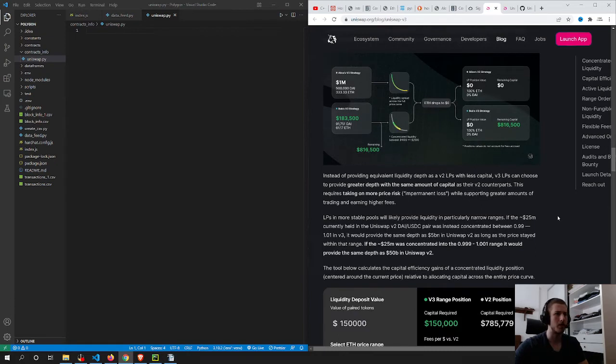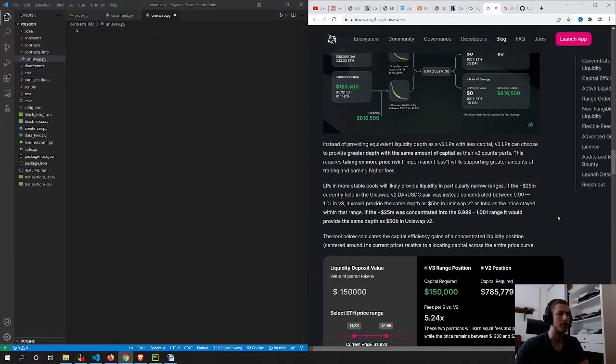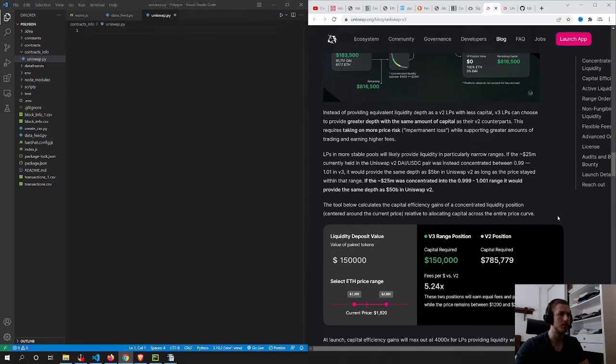Instead of providing equivalent liquidity depth as V2 LPs with less capital, V3 LPs can choose to provide greater depth with the same amount of capital as their V2 counterparts. This requires taking on more price risk and incremental loss, while supporting greater amounts of trading and earning higher fees.